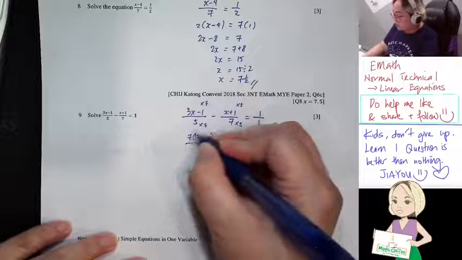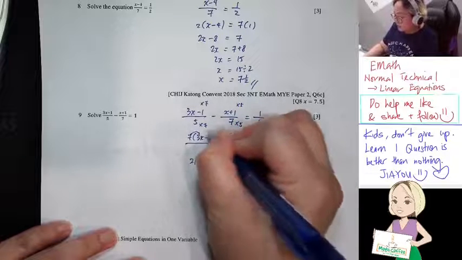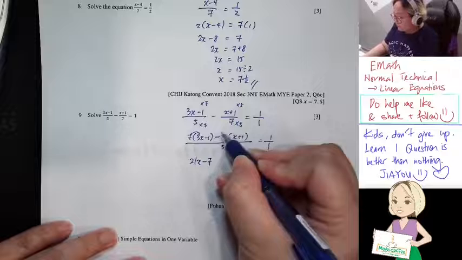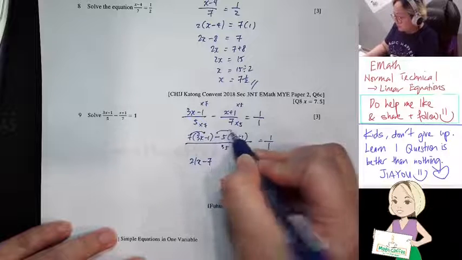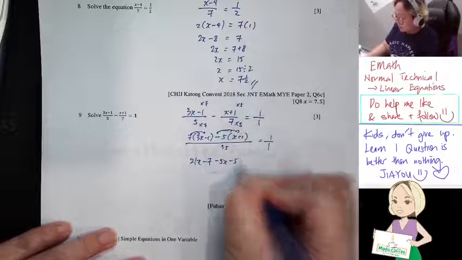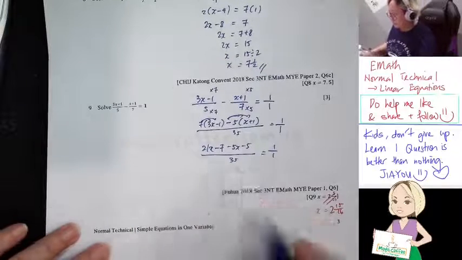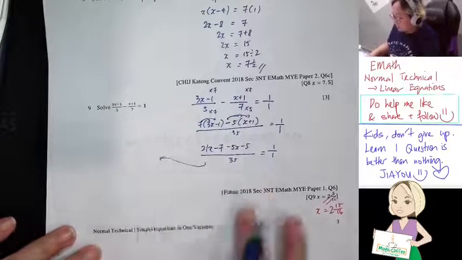So let's do our rainbow. This rainbow, we get 21x. This rainbow, we get minus 7. This rainbow, we get minus 5x. This rainbow, we get minus 5. The whole thing over 35 equals to 1 over 1. So I will continue here.